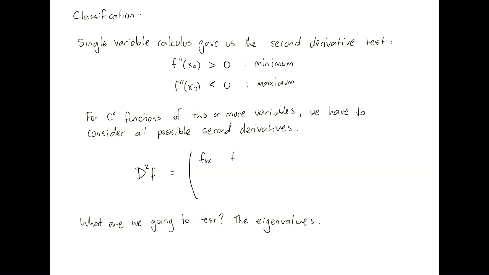Fxx, Fxy, Fyx, Fyy, which has the notation H and is called the Hessian matrix, named after some guy named Hess. Because we proved that we can switch the orders of derivatives, we can say that the Hessian matrix is symmetric. That's very convenient.